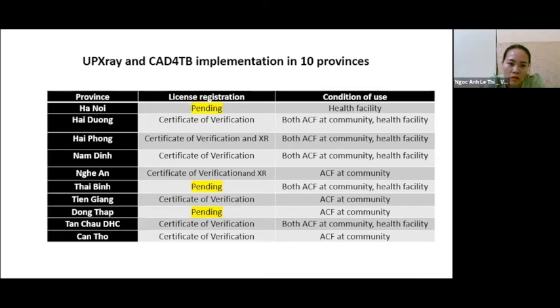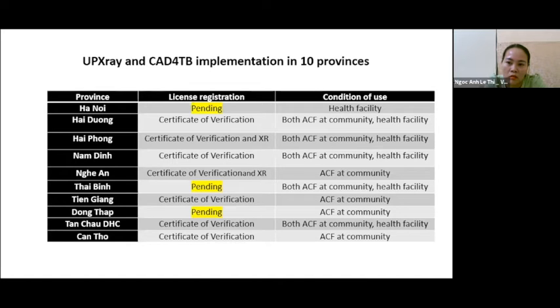Next slide. So let's talk about the UP X-ray and CAD for TB implementation in 10 provinces. As you can see, following the Vietnam laws, we need a kind of license registration with the local authority. You can see that up to date, we still have 3 provinces still pending on getting the approval from local authorities on the certificates of verification as well as the X-ray license to implement such a system in their activities.